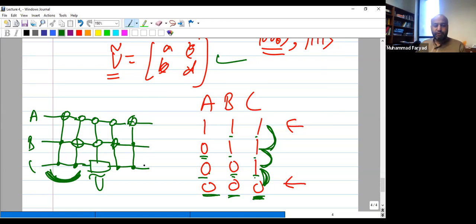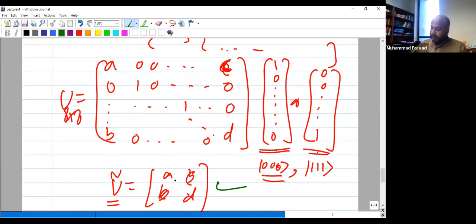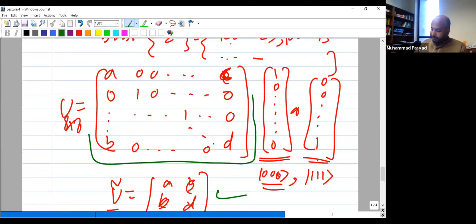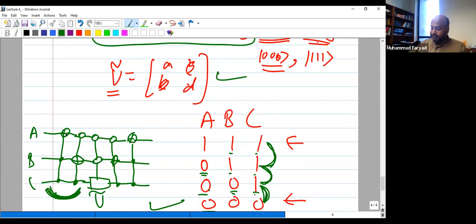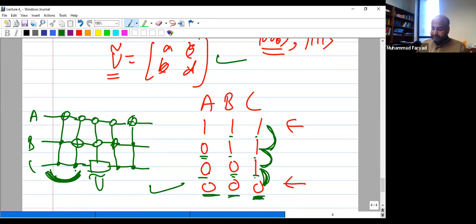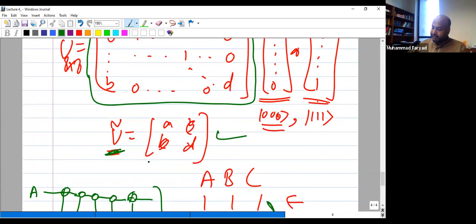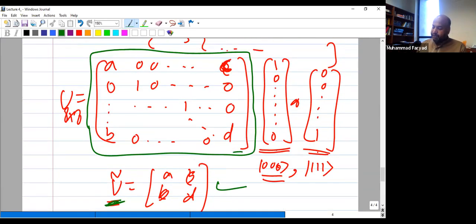And it can be shown very easily that this circuit actually implements this unitary. Actually, let me show it quickly. Using controlled X gates and a single qubit unitary, this U tilde is the single qubit unitary that, if we use it in this circuit, the whole circuit implements this n-qubit unitary. And let's see how.